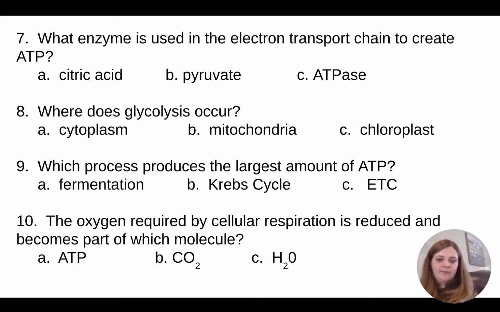So number 9, what process produces the largest amount of ATP? Fermentation, the Krebs cycle, or the ETC? It's going to be the ETC. And the last question. The oxygen required by cellular respiration is reduced and becomes part of which molecule? ATP, carbon dioxide, or water? And the answer is water.